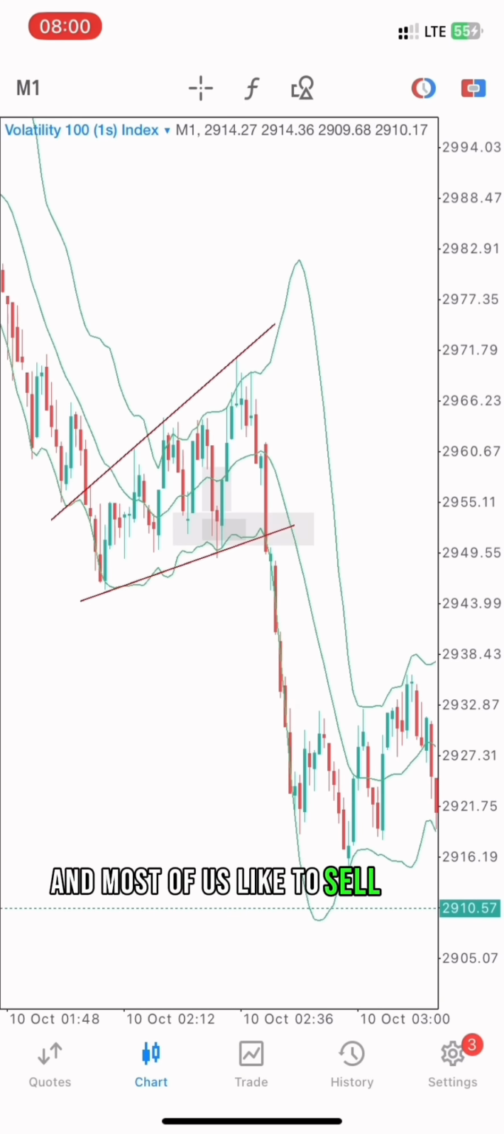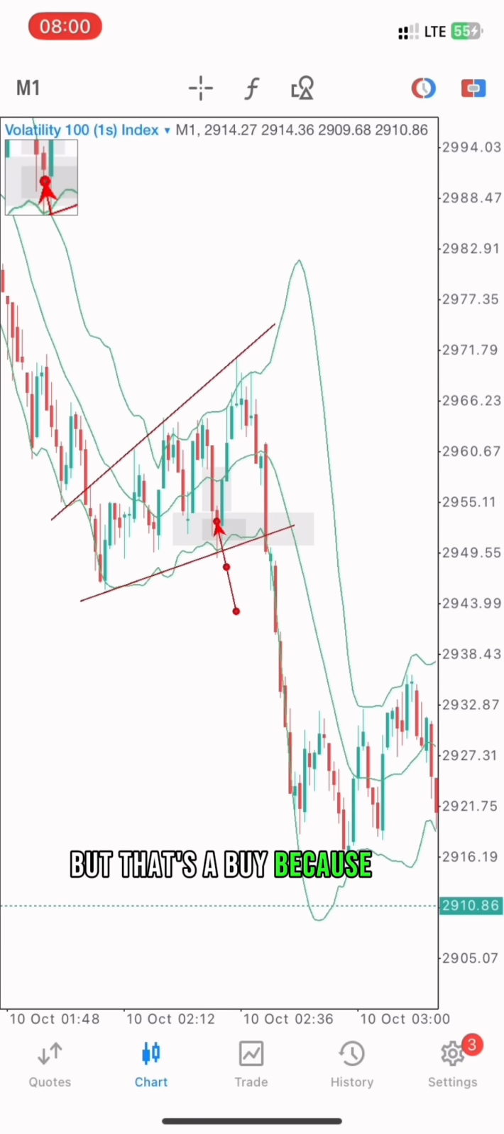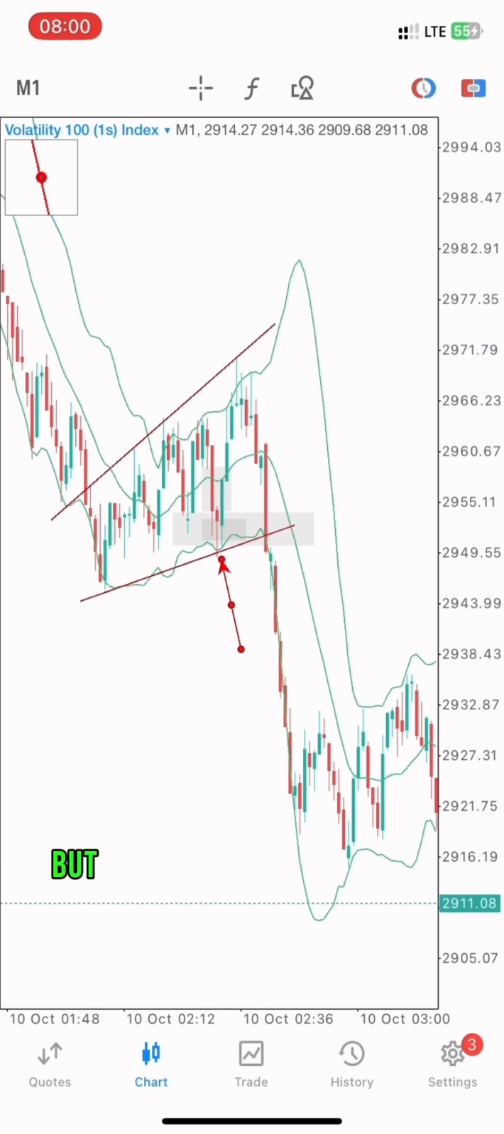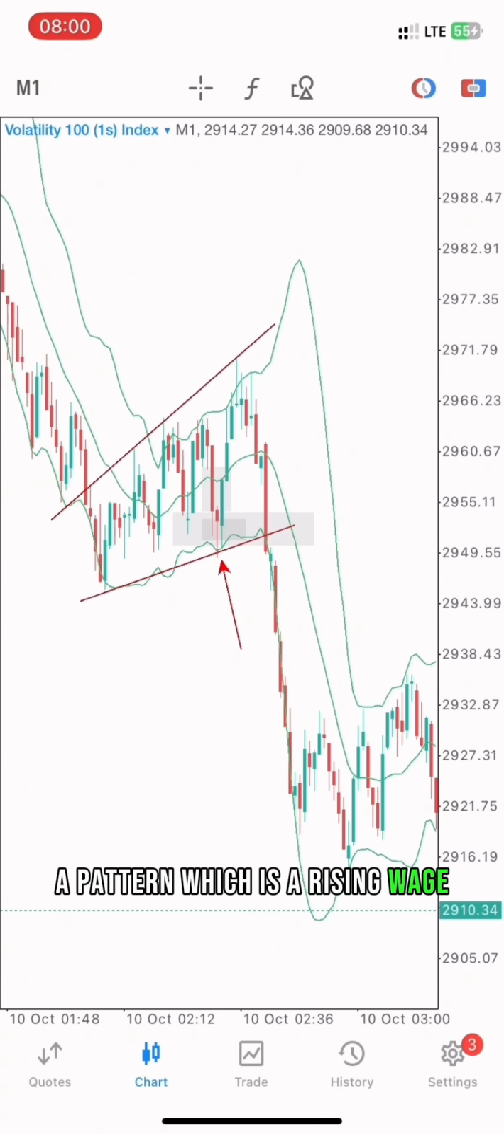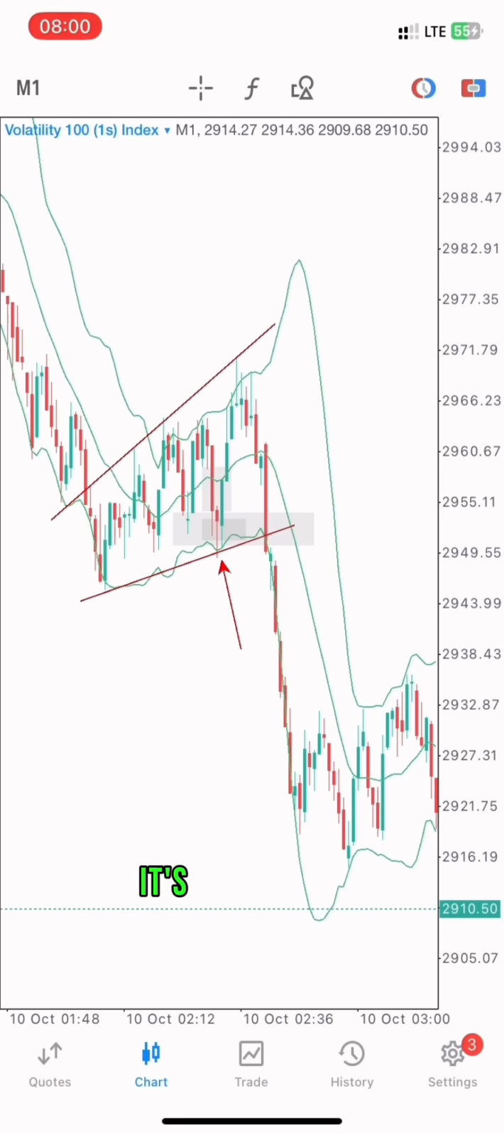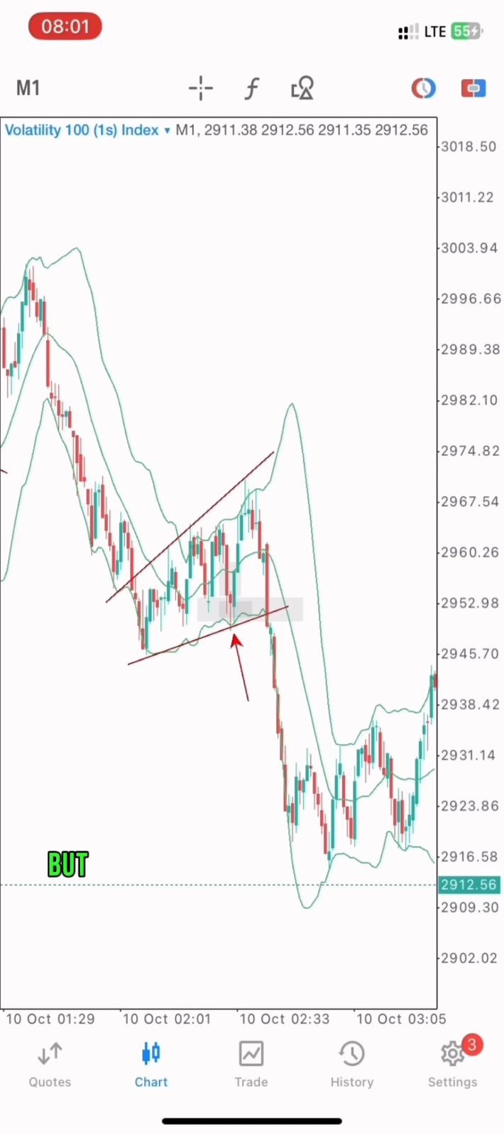And most of us like to sell early. That's why you blow your account. You select to sell there, but that's a buy because it has touched the lower part of the Bollinger Band. So that's a buy, but most of us would be selling because we have noticed a pattern which is a rising wedge, and you know it's going to sell. But then when you sell, it's going to go up because you have entered full margin. It's going to hit your sell. By the time it moves 2-3 candles, you'd have blown your account. So you need to know these things. You need to identify with the Bollinger Bands that it's now time to sell. Most of the people like to sell after breakout, but some trades do not show you after breakouts.